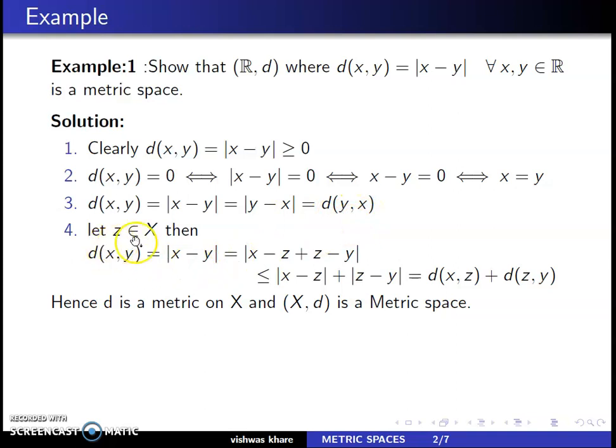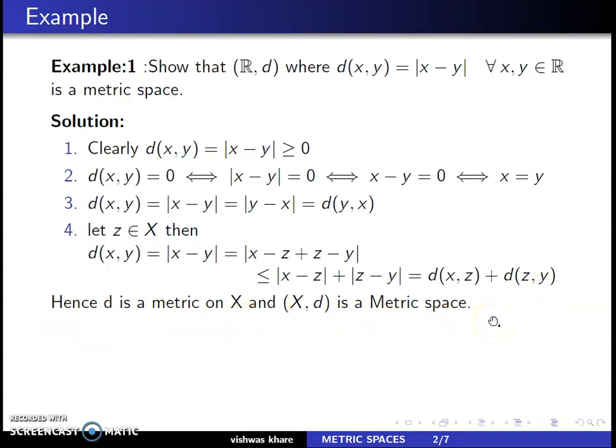Now fourth, let z belong to X. Then d(x,y) by definition is modulus of x minus y, which is the same as modulus of (x minus z) plus (z minus y), because if we subtract z and add z, there is no effect. But this is less than or equal to modulus of x minus z plus modulus of z minus y by the triangle inequality. But these two terms by definition again become d(x,z) plus d(z,y). So the fourth condition is d(x,y) is less than or equal to d(x,z) plus d(z,y). Hence, d is a metric on X and (X,d) is a metric space.